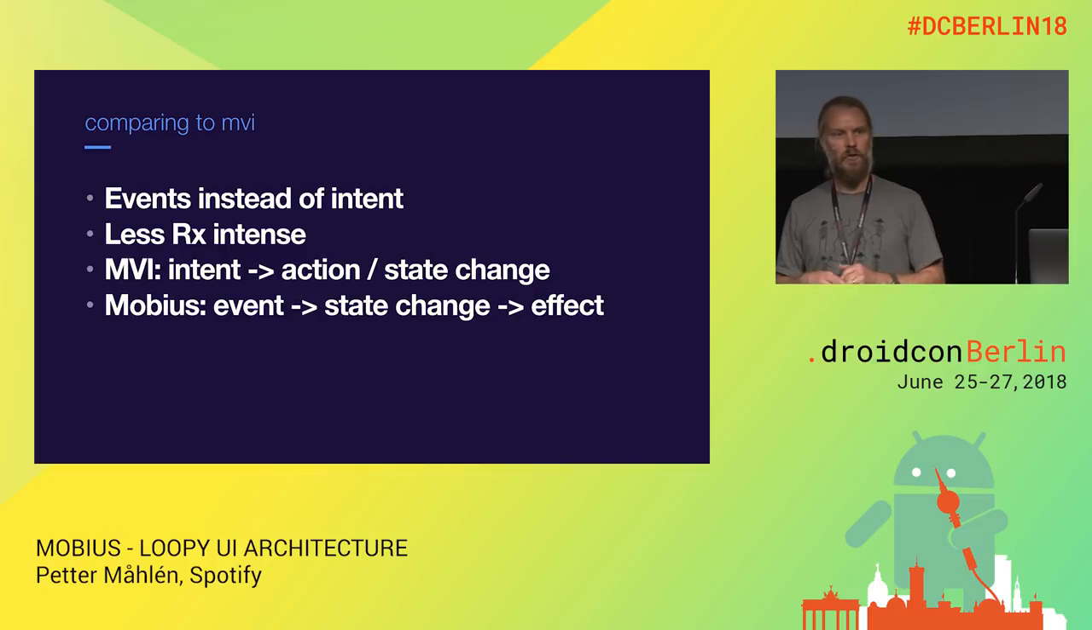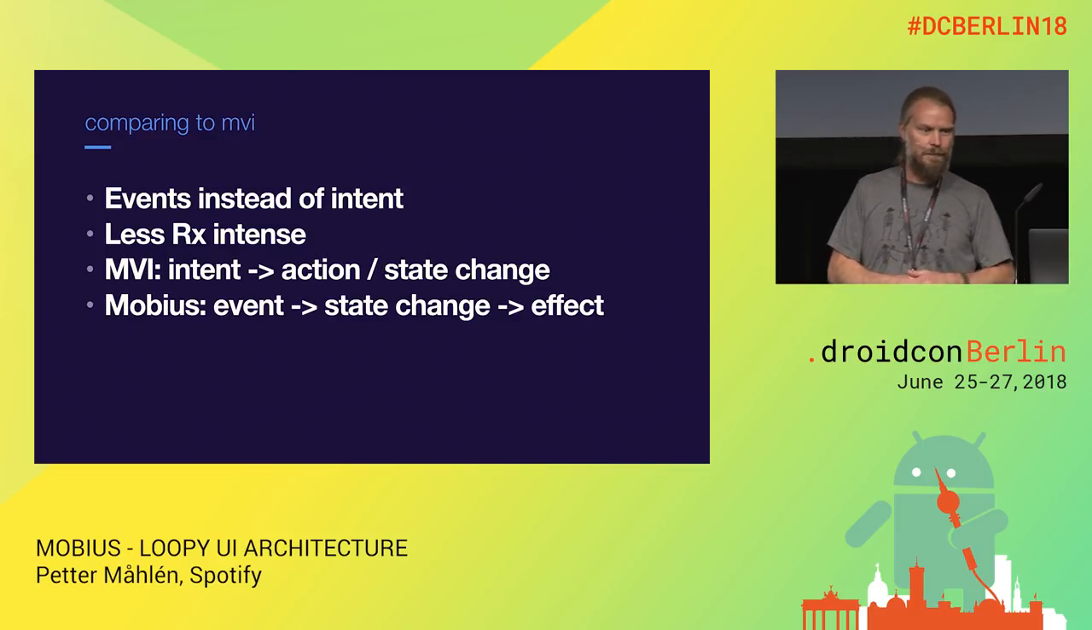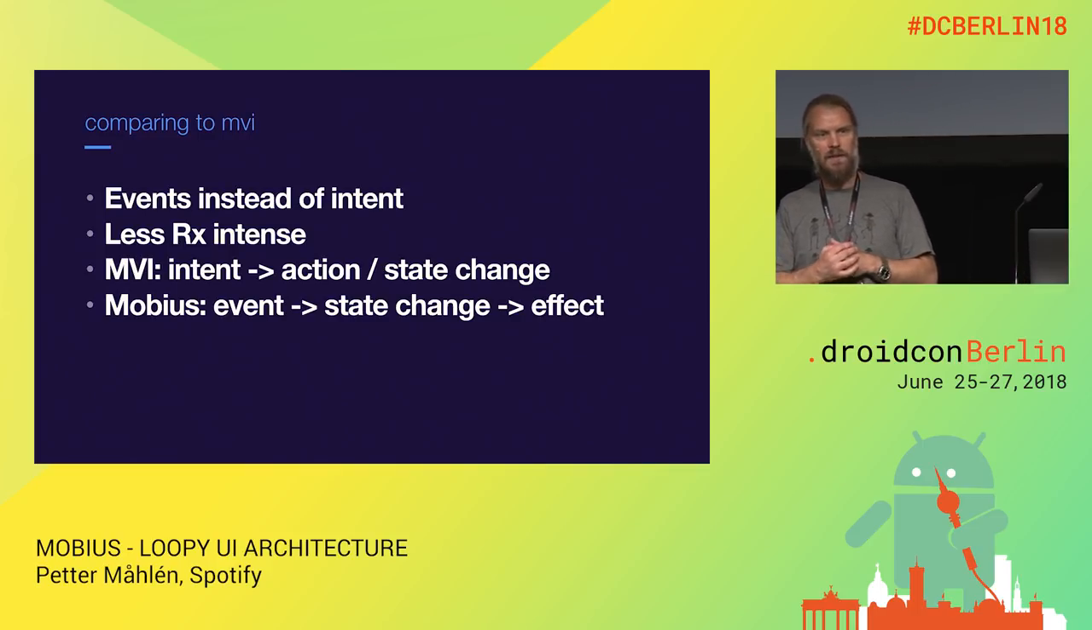One thing that's slightly different is a naming thing. Like MVI talks about intent, we talk about events. And one reason for that is that not all events are actually intentional. So nobody intended to drop the battery level below a certain point, it just happened. So event is a slightly better name, but it's not really significant. We wanted it to be less Rx intense. Not everyone, but I think Rx is hard.